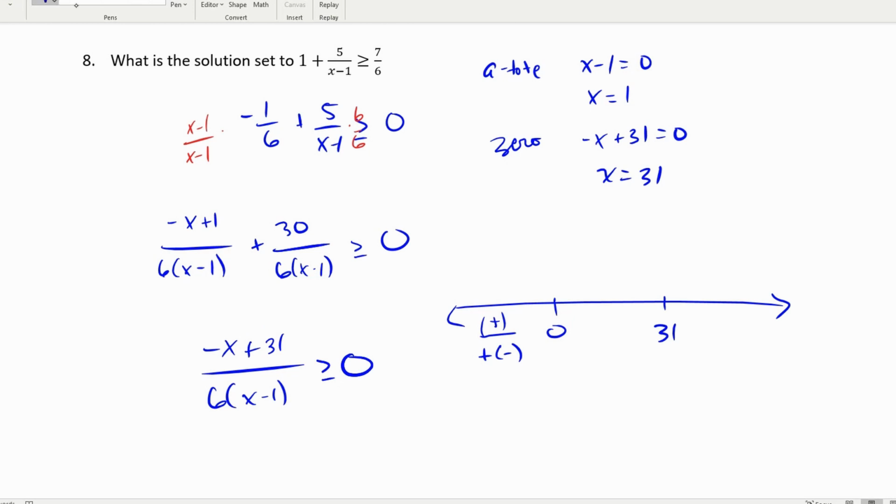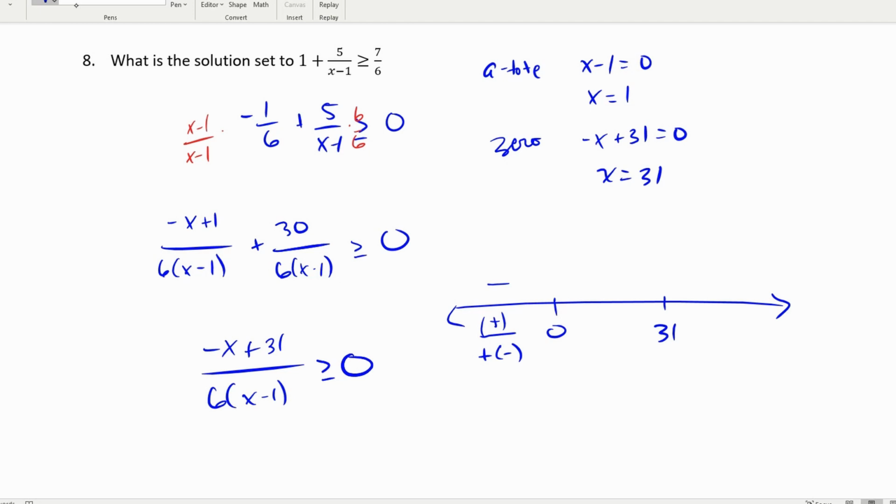All right. And now that I fixed that mistake, in my denominator, I'm getting a negative. In my numerator, I'm positive. So a positive divided by a negative ends up with a negative value. Now I'm looking between 0 and 31. So let's just pick like 2 or something.